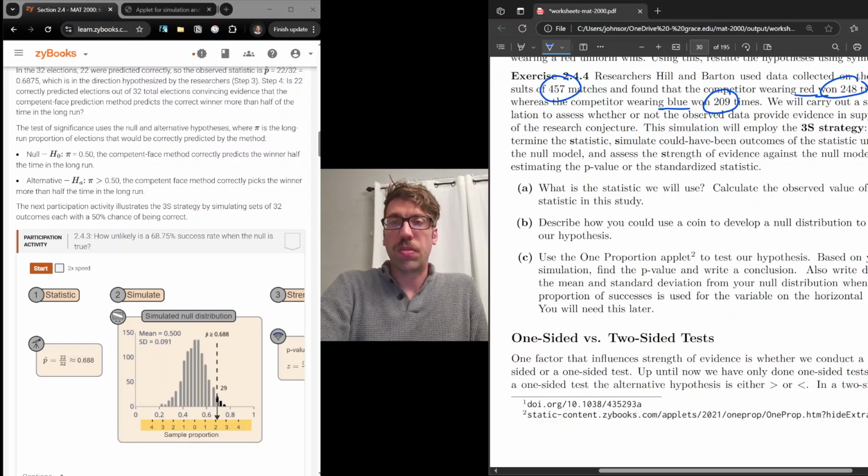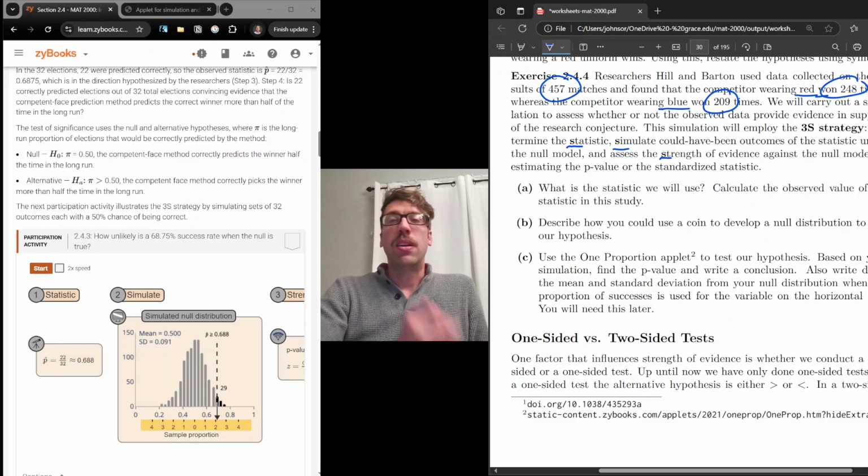We're going to carry out a simulation to assess whether or not the observed data provide evidence in support of the research conjecture. So remember, we're doing our 3S strategy, which is S is for statistic, S is for simulate, and S is for strength of evidence. Okay, so then A, B, and C, we're going to do that. So then A, what is the statistic we will use? That's the easier one.